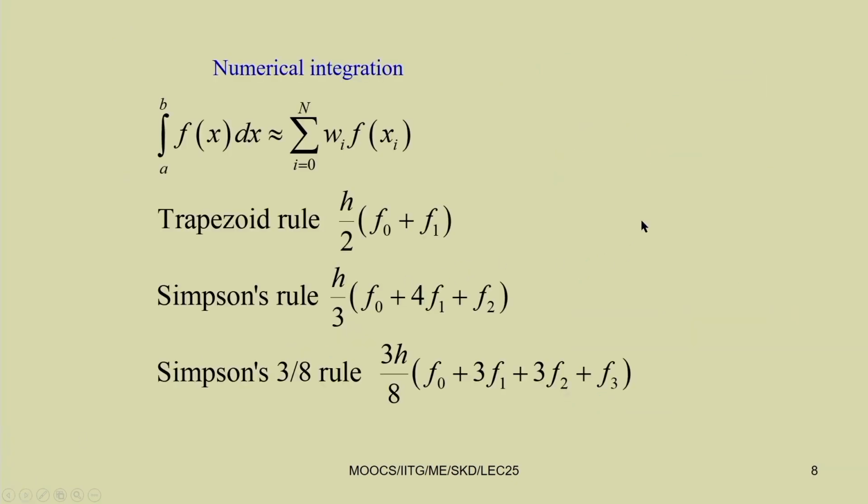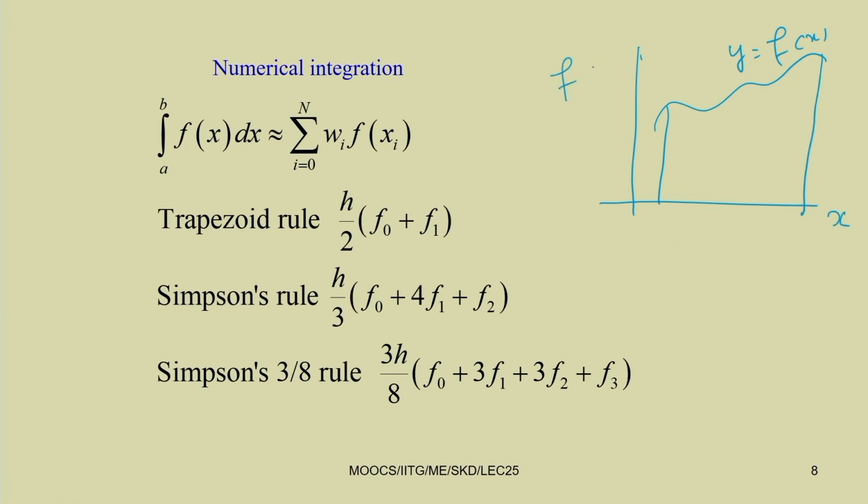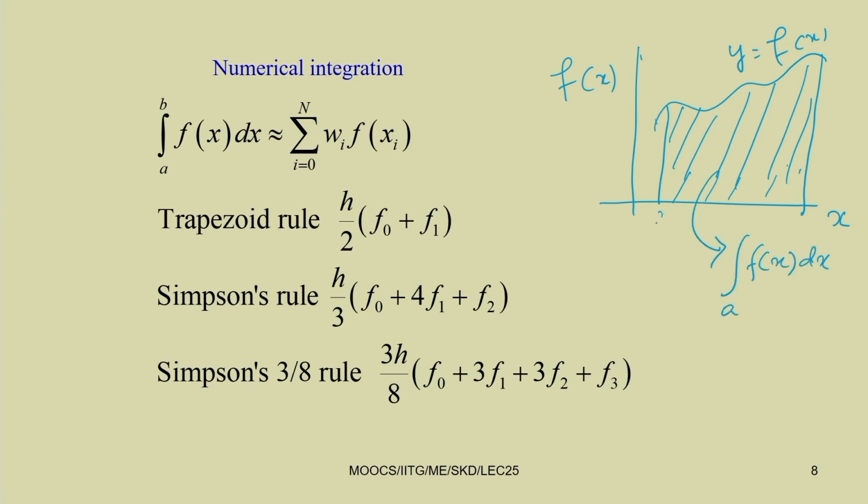So, let us see numerical integration. Similarly here also, let this be the function y equal to f(x). If we want to find the integration of f(x) dx, so this is x and this is f(x). This integration is nothing but the area of the curve bounded by this curve and the x axis. So this area represents the integration of f(x) dx from x equal to a to b.